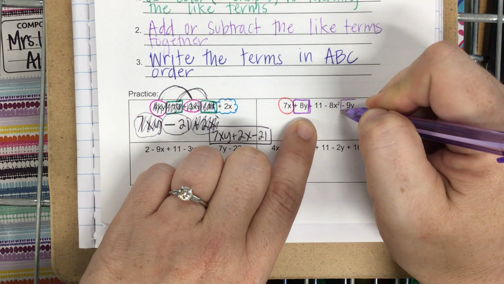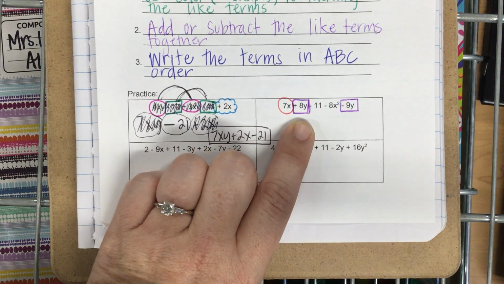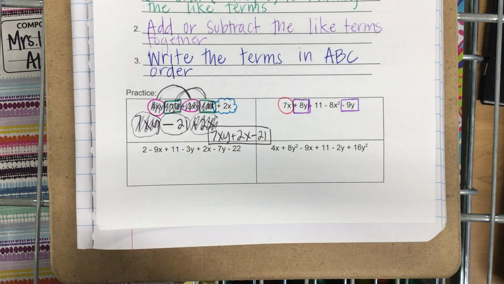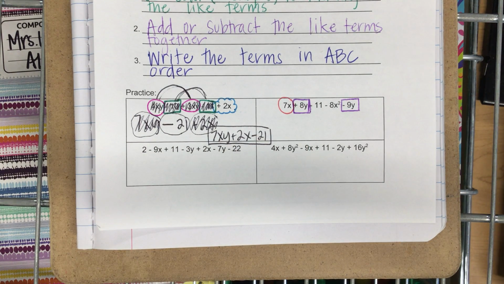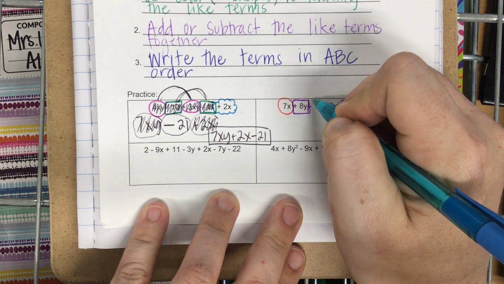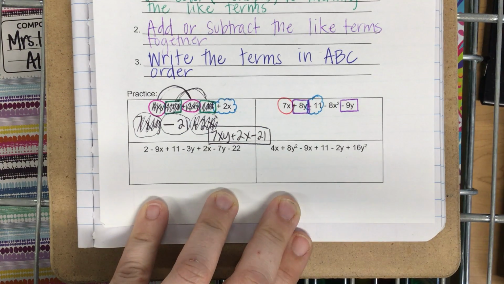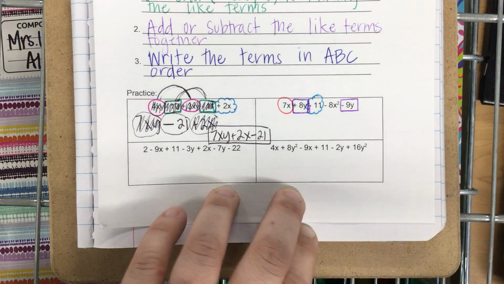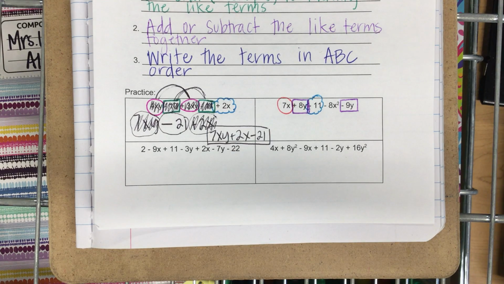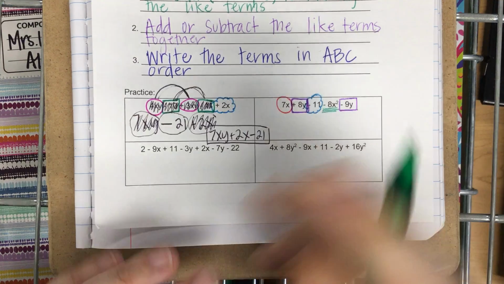Good. Negative 9y. That minus sign belongs with it. Then what? I have negative 11. Does it have any partners? And then my last one is negative 8x squared.